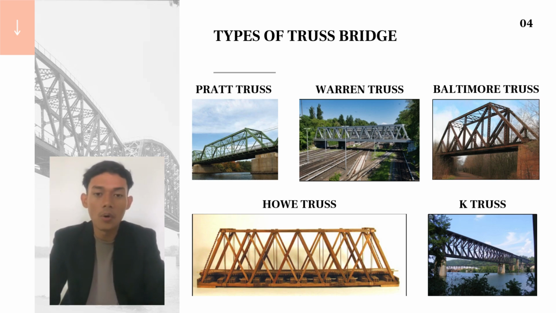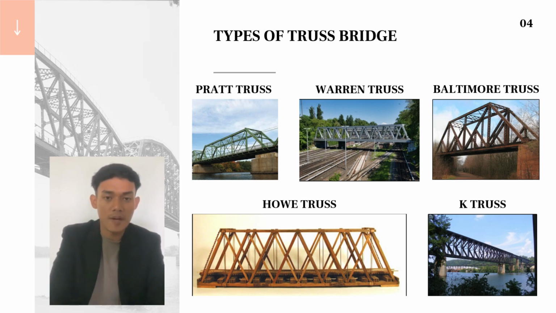And next, Howe truss. The Howe truss has diagonals sloping towards the bridge ends and handles compression better, making it suitable for longer spans and heavy loads.